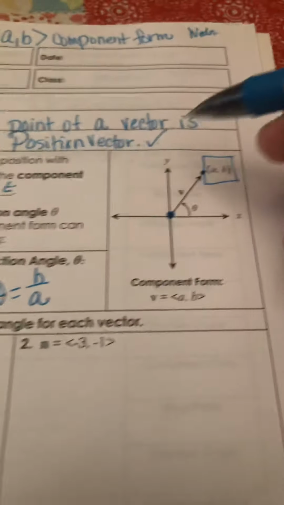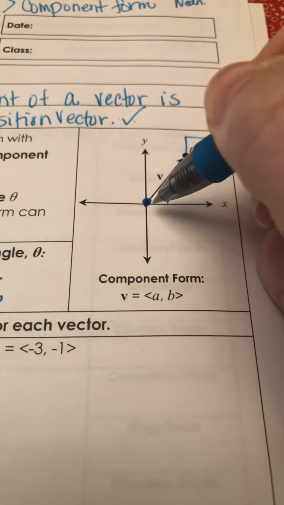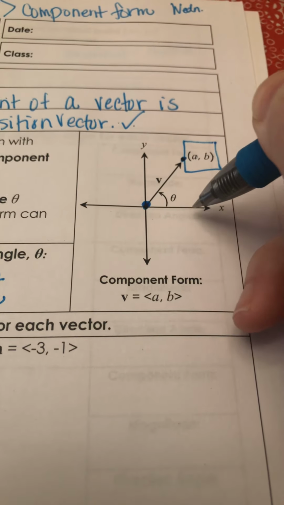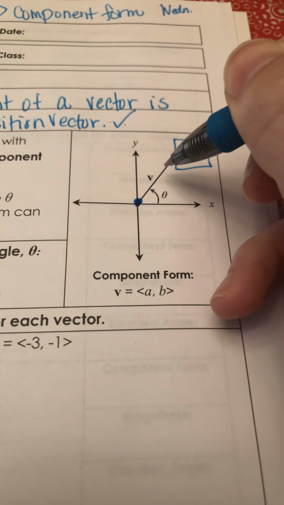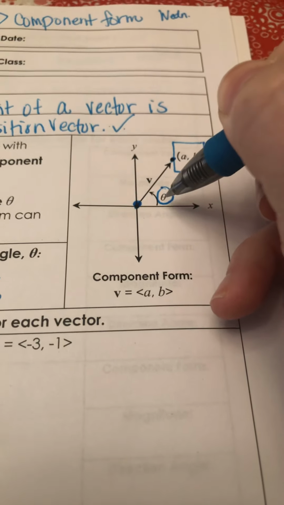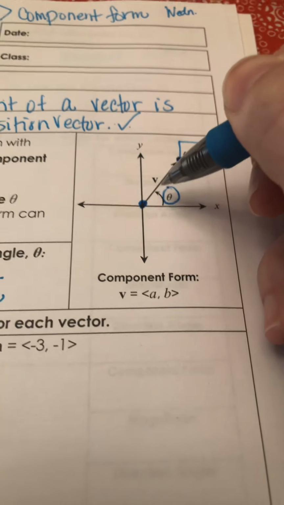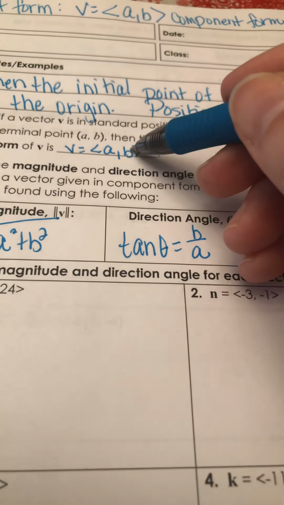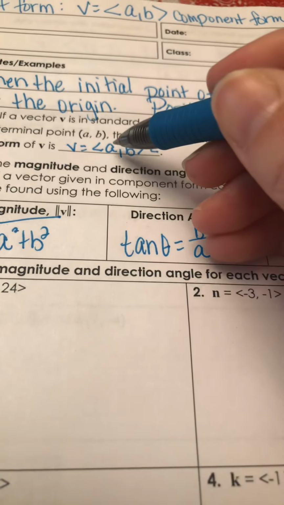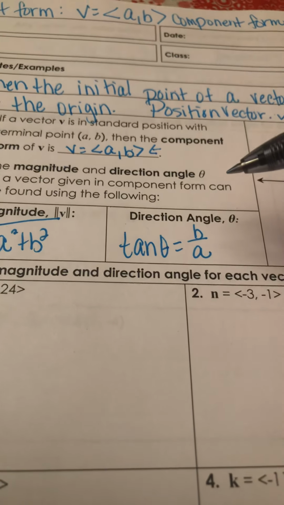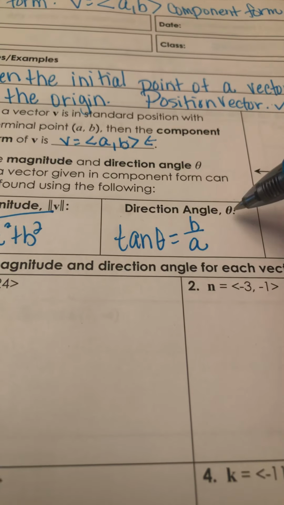Now, the direction angle is the angle that's formed from the positive x-axis up to the vector itself. So this right here is my direction angle theta. In order to find your direction angle theta, the only thing that you have to do is take B from your component form and put it over A from your component form, and you'll have to do your inverse tangent to actually get the angle.